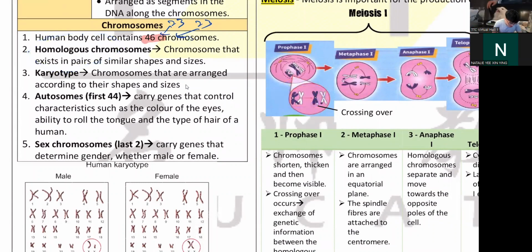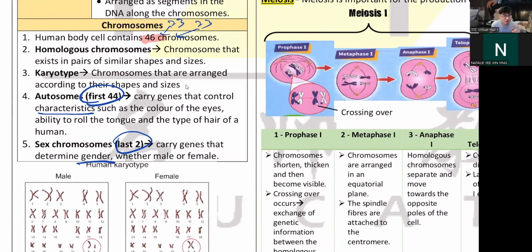And then the first 44 is what we call autosomes. Autosomes will determine all your other characteristics, whereas the last two, your sex chromosomes, will only determine your gender. So it's 44XX female or 44XY male.